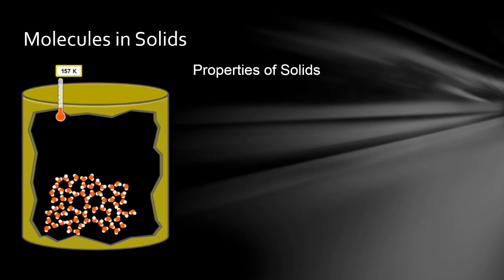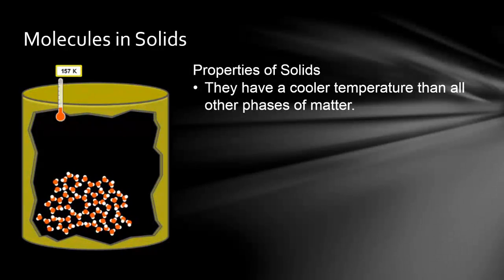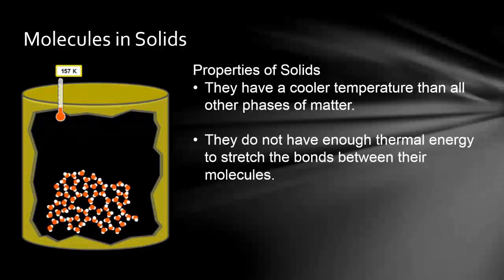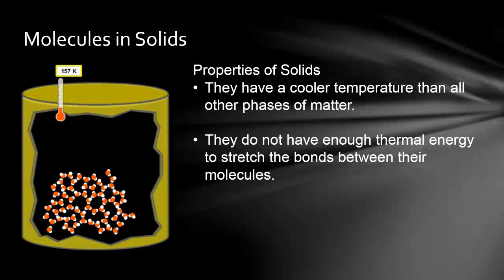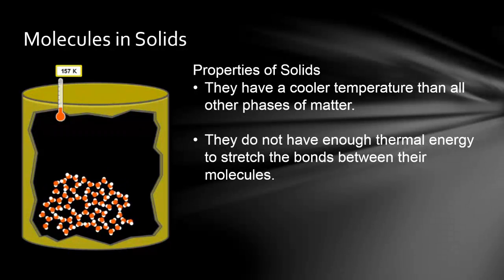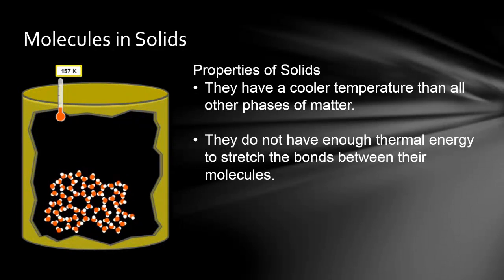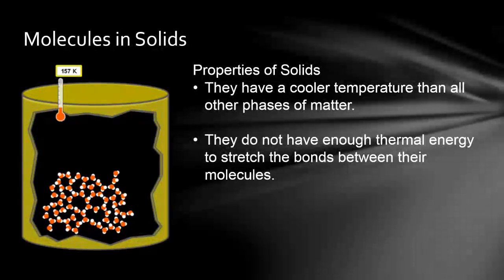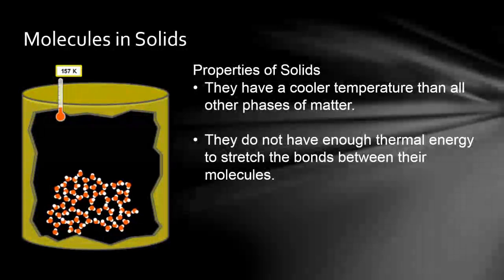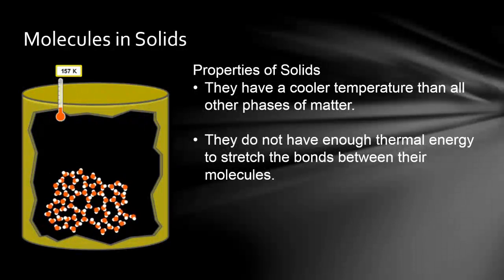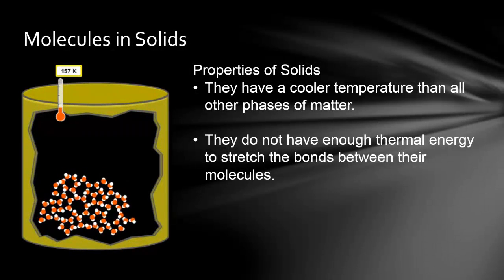Properties of solids. Solids have a cooler temperature than all other phases of matter. They do not have enough thermal energy to stretch the bonds between their molecules. In this water, which is in the tank here, the white hydrogen atoms are attracted to the orange oxygen atoms in the other molecules around them. This creates a rigid lattice that holds the water in a solid form. Solids have a finite shape and volume, so their shape and volume are fixed.